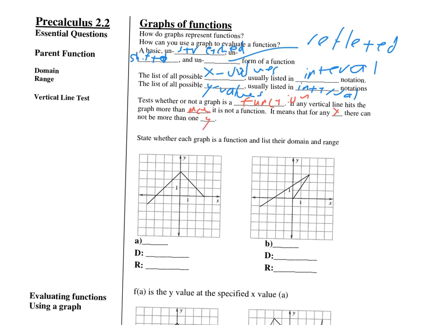Okay, so this one asks if these are a function. So to test if it's a function, I just draw a bunch of vertical lines. If any of those hit the graph more than once, then it is not. And so I can see right away this one, that vertical line hits that graph twice, so that's a no. This first one, though, I would say is a yes.